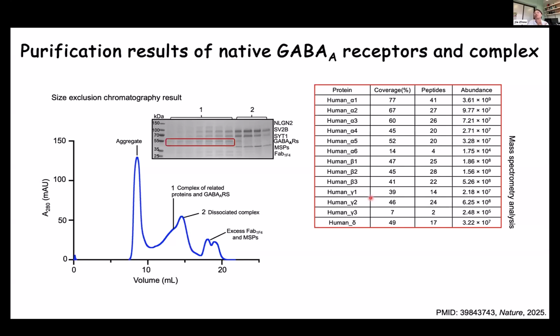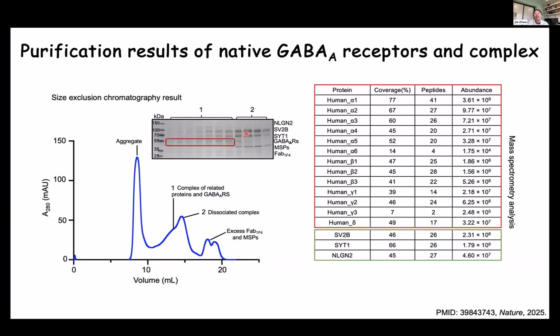All these subunits, multiple subunits, can assemble with alpha 1, and we are very excited about this result and hope to get... I'm not sure how many possible compositions from the cryo-EM part. At the same time, besides the subunits, you can see so many different bands in the gel. What they are is NL2, SV2B, and SYT1.